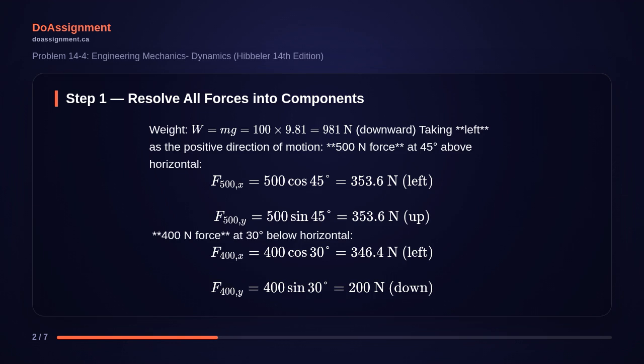The 500-Newton force at 45 degrees above horizontal has a horizontal component of 500 cosine 45, which is 353.6 newtons to the left, and a vertical component of 500 sine 45, which is 353.6 newtons upward. The 400-Newton force at 30 degrees below horizontal has a horizontal component of 400 cosine 30, which is 346.4 newtons to the left, and a vertical component of 400 sine 30, which is 200 newtons downward.